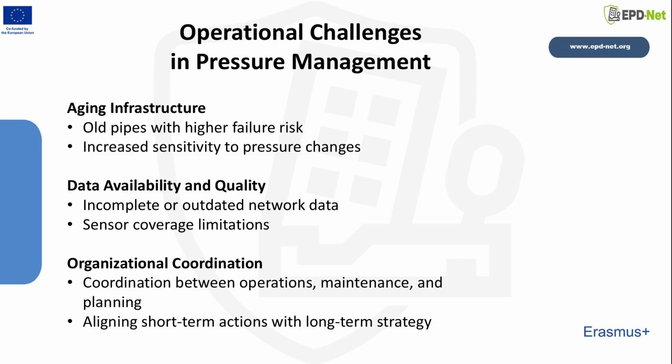Pressure management in urban water networks faces several operational challenges. One major challenge is aging infrastructure. Older pipes and components are more vulnerable to pressure fluctuations and are more likely to fail under excessive or poorly controlled pressure conditions.